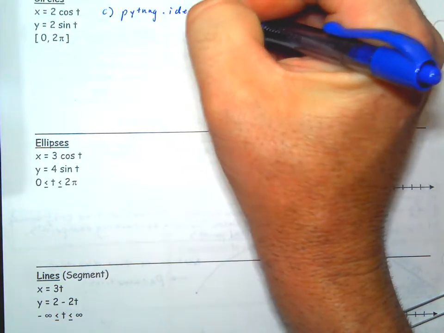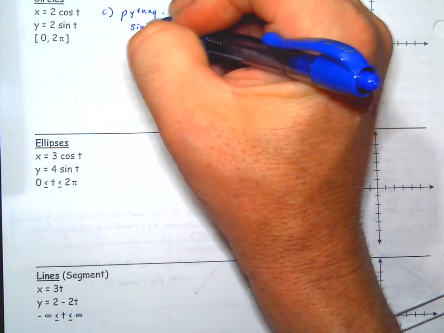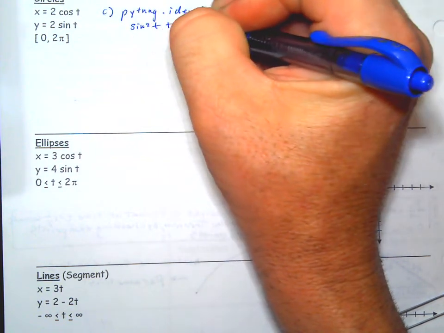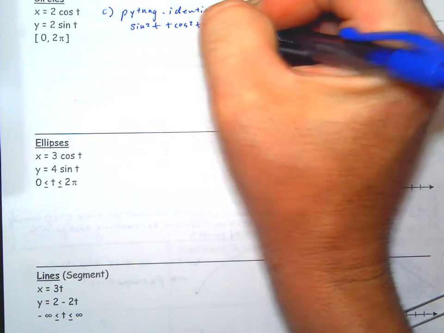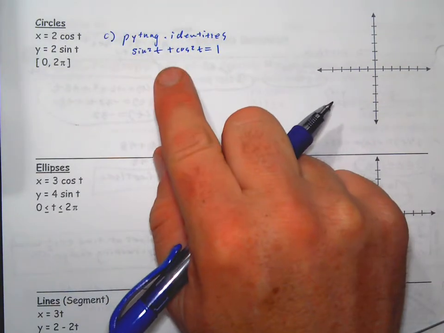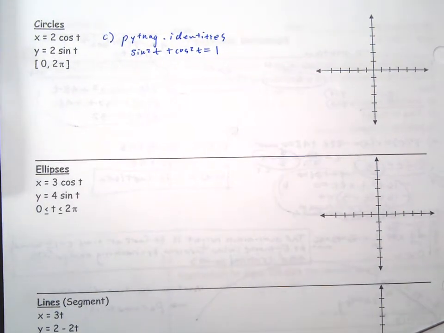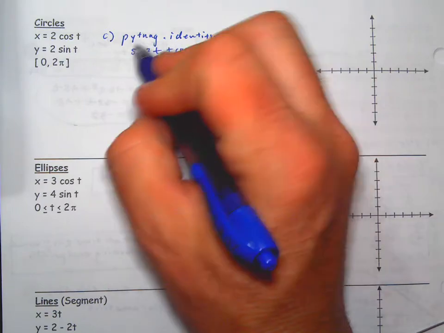Now, the Pythagorean identities are pretty common. The most common is sine squared plus cosine squared equals 1. There's two other versions that you can get from this. I don't memorize them because I'm afraid I'd mess them up. I probably would. I don't use them enough now. I remember this one.